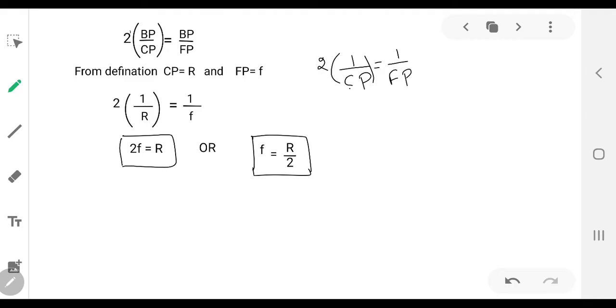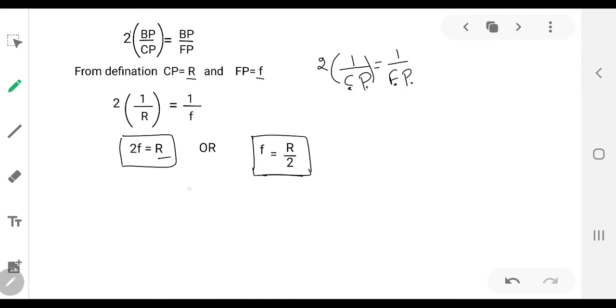CP means from center of curvature to the pole. FP means from principal focus to the pole. So from center of curvature to the pole is nothing but radius. From principal focus to pole is nothing but focal length. Substituting the values, 2 upon r, CP is r, 2 upon r is equal to 1 upon f. Now cross multiply, you are going to get 2f is equal to r, or f is equal to r by 2. So this is the relation between the focal length and radius of curvature.